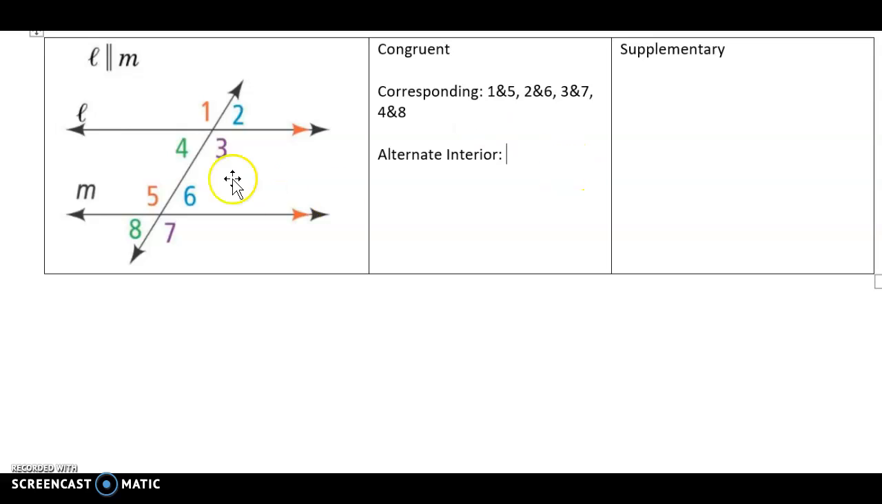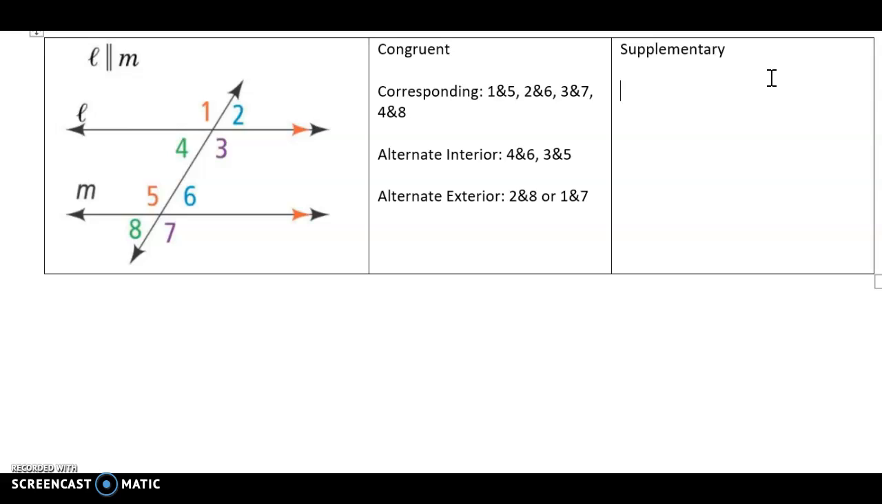Other ones would be alternate interior. These would be your angles that are on the inside. Angle 4 and 6, or angle 3 and 5. Congruent. Alternate exterior. So alternate sides of the transversal and on the exterior. That'll be angle 2 and 8, or angle 1 and 7. So all those angles are going to be congruent to each other.